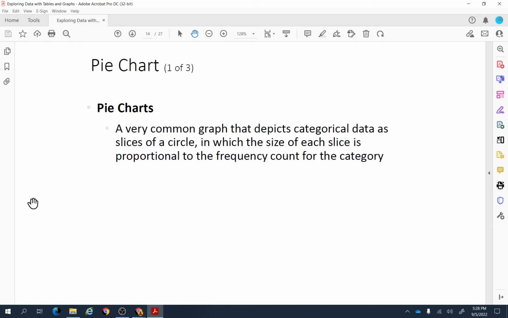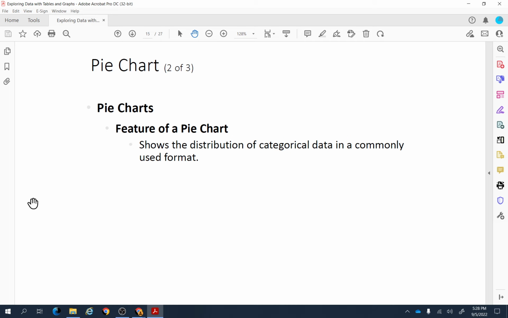And it's a very common graph that depicts categorical data as slices of a circle in which the size of each slice is proportional to the frequency count for the category. I'm going to give you one example here. So this pie chart shows the distribution of categorical data in a very commonly used format.